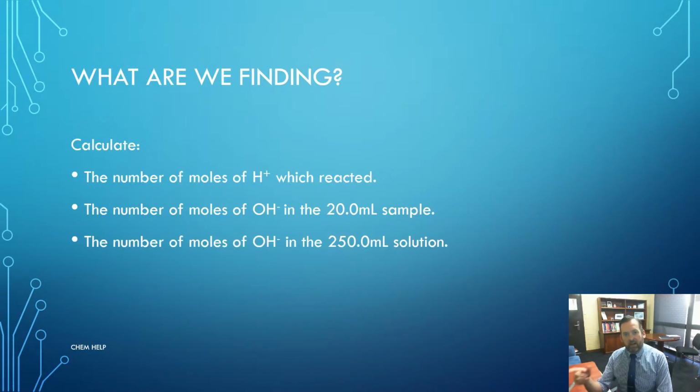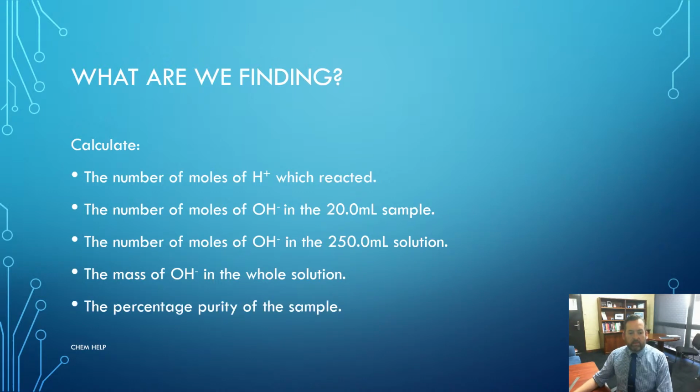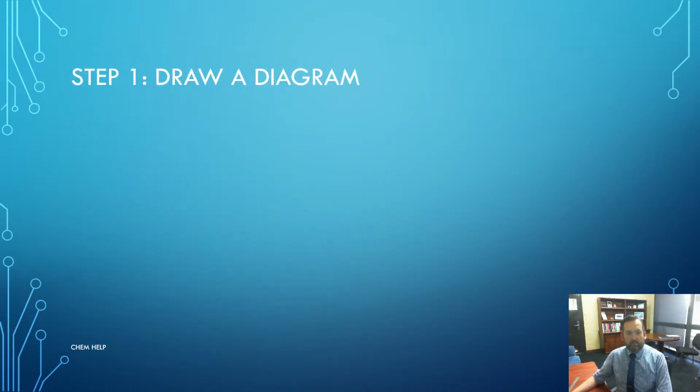From that, we step it up from the 20 ml aliquot into the 250 ml volumetric flask. From that, we can determine the number of moles, or the mass rather, of the sodium hydroxide, the pure sodium hydroxide. And then we can work out the percentage purity of our sample, which we were given a mass for at the very beginning. Okay, so step one of these really should be to draw a diagram.